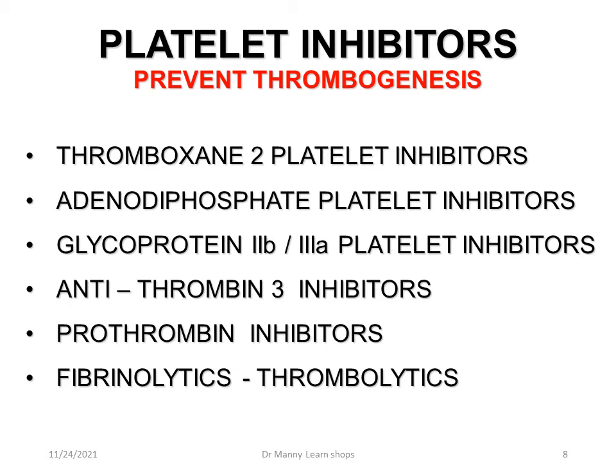When we look at certain components related to clotting, we have what are called platelet inhibitors. And these are medications that prevent thrombogenesis. We have thromboxane 2 platelet inhibitors, adenosine diphosphate platelet inhibitors, glycoprotein 2B3A platelet inhibitors. We have anti-thrombin 3 inhibitors, prothrombin inhibitors, fibrinolytics, and thrombolytics, which we'll be looking at as we go through.